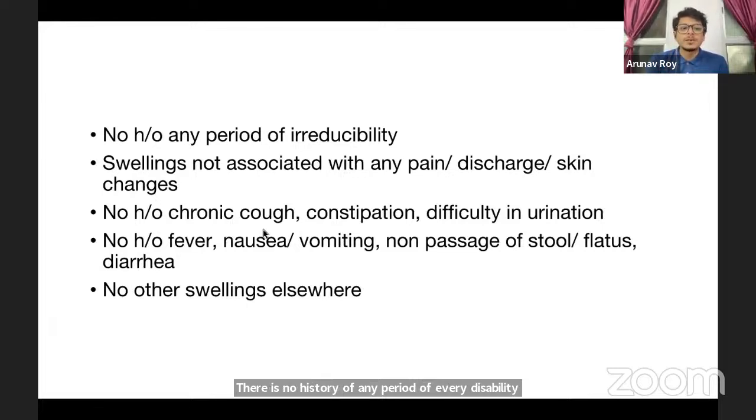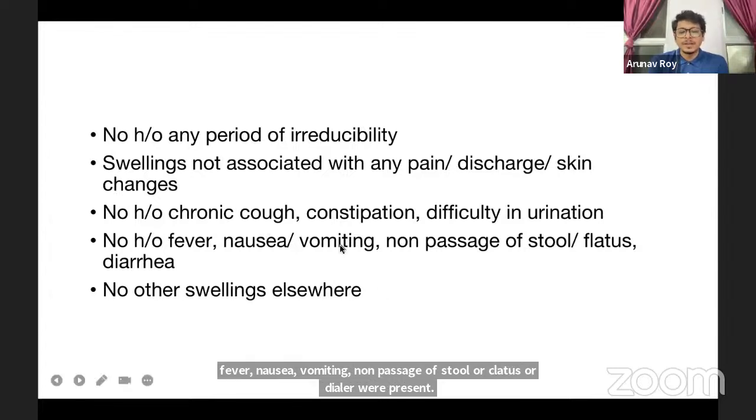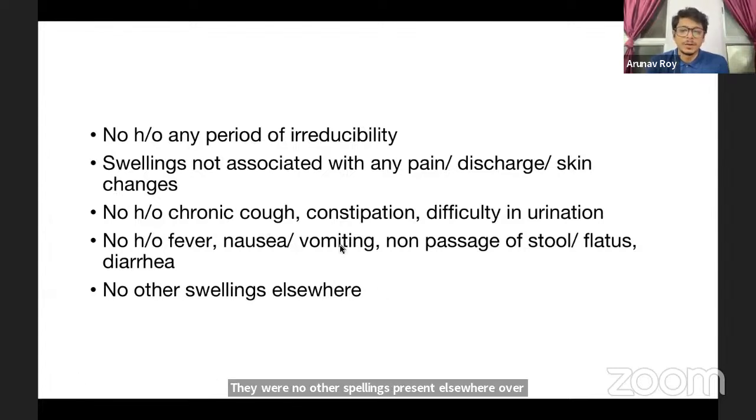The swellings are not associated with any kind of pain, discharge, or skin changes. There is no history of chronic cough, constipation, or difficulty in urination in my patient. No history of fever, nausea, vomiting, non-passage of stool or flatus, or diarrhea was present. There were no other swellings present elsewhere over the body.